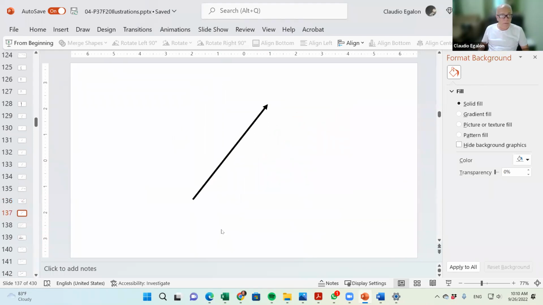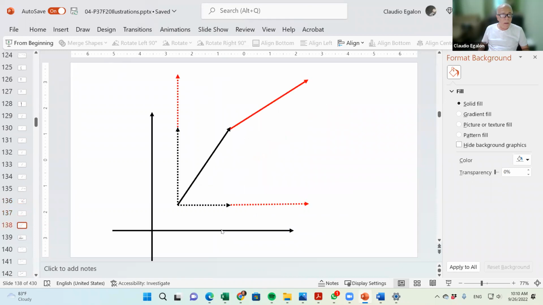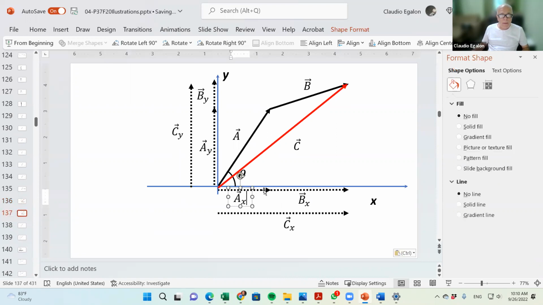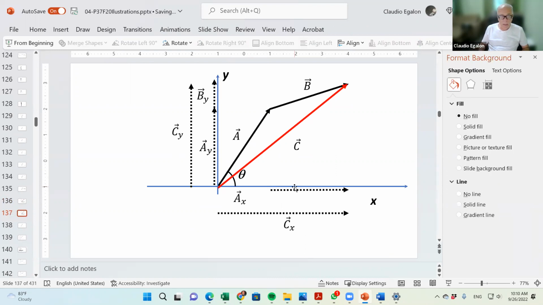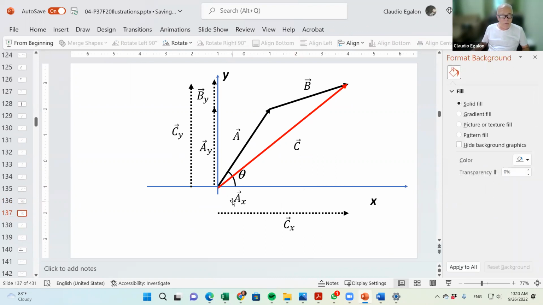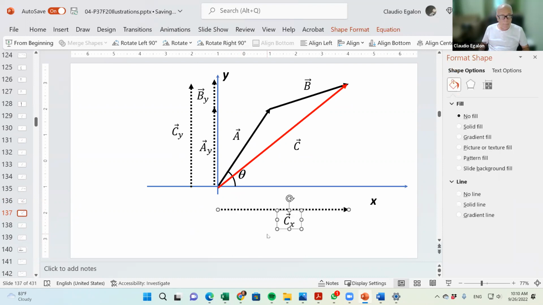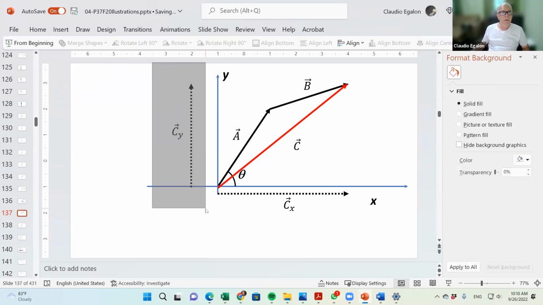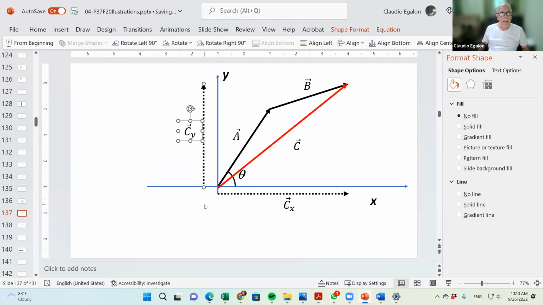So, I need one more slide here. I'm going to translate this vector Cx right here, okay? Now we don't need that anymore. We don't need the Ay, we don't need the By. We do not need the Ax and the Bx. Okay. And look what we get.